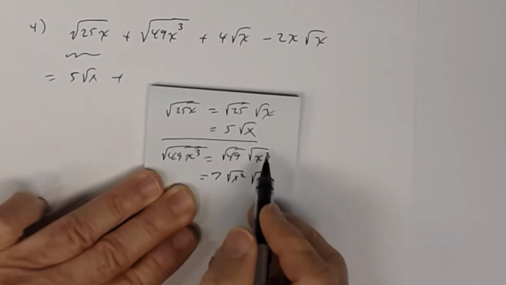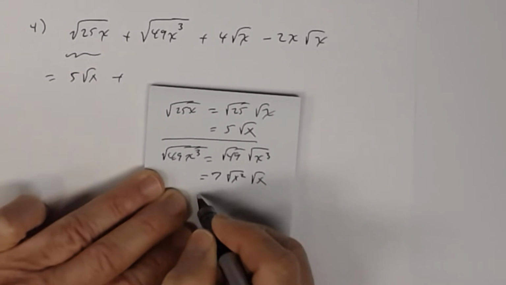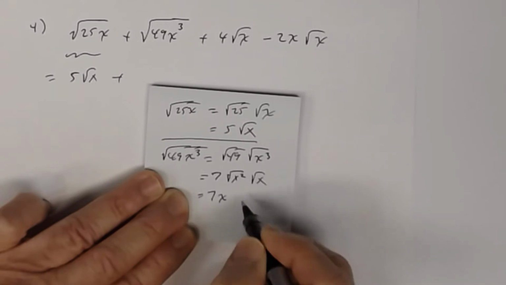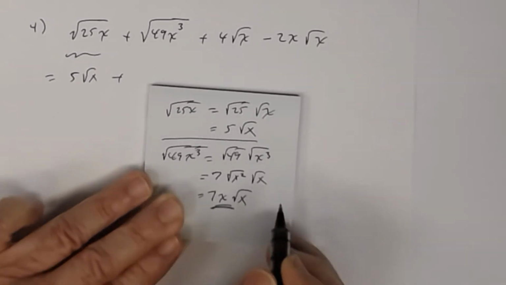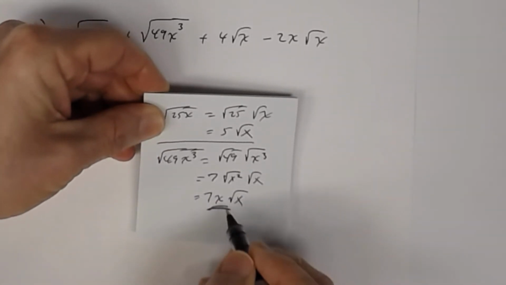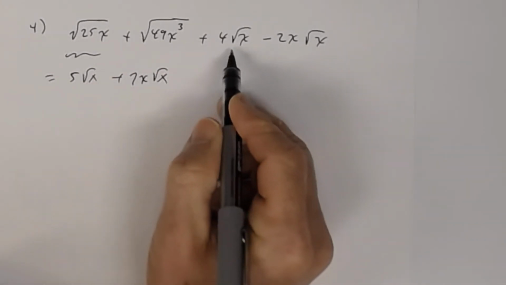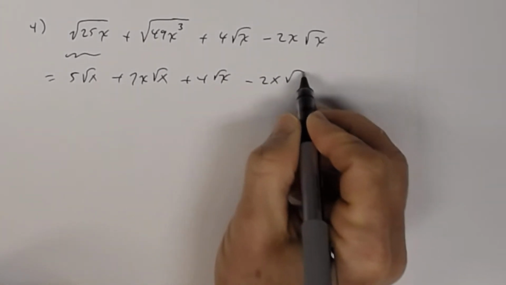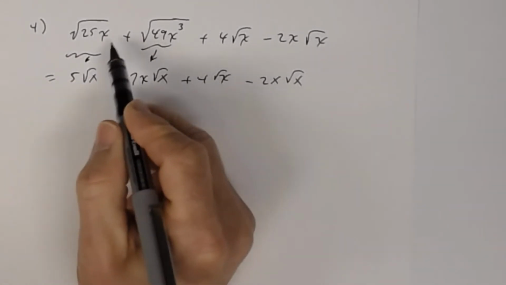So remember what we did. We found the largest whole number less than 3 that's divisible by 2, and that's 2. And now we know that this is 7. The square root of x squared is x, because x times x is x squared, times the square root of x. So I'm going to replace this in the problem with this, that's 7x square root of x. Now I cannot simplify this any further, so I'm going to rewrite it. And I cannot simplify this any further, so I'm going to rewrite it. So the only two I could simplify are these two.